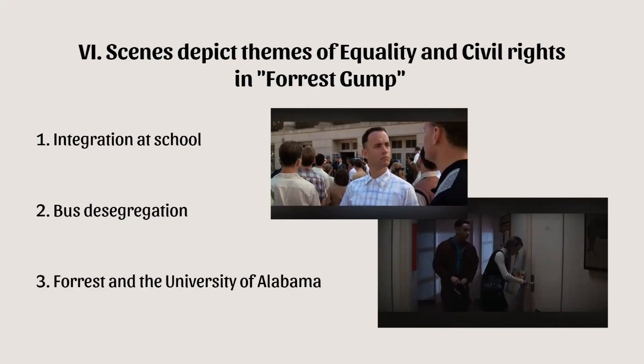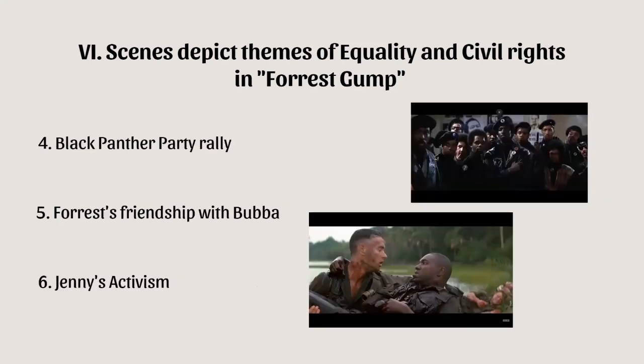The next, in a later scene, Forrest attends the University of Alabama, where he witnesses the historic moment when African American students are permitted to enroll and attend the university, showcasing progress in higher education equality. The next is the Black Panther Party rally. Forrest attends a Black Panther Party rally where he is surrounded by African American activists supporting civil rights, demonstrating the ongoing fight for equality.